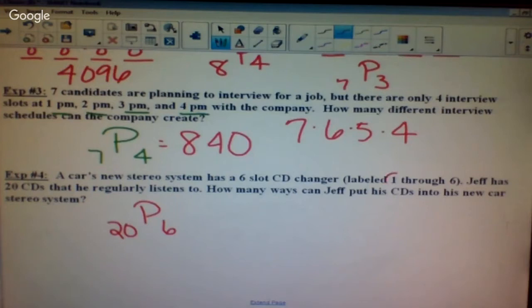So the fact that they're labeled 1 through 6, so there's certain slots. It's not just going into the mix. It's not random. Good question. So this should come out to be 27,907,200.